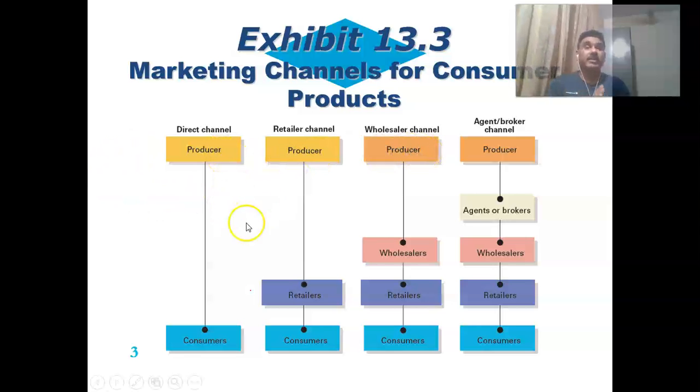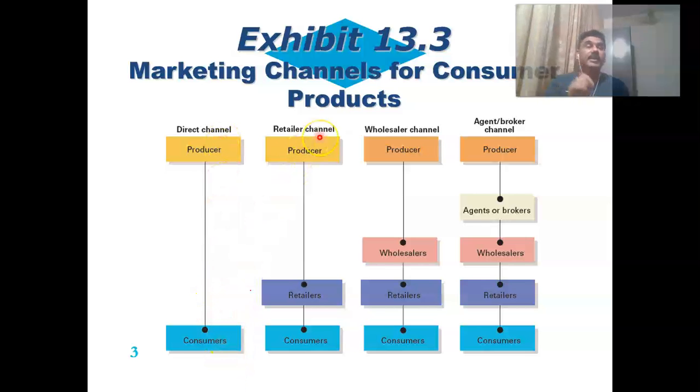Four specific channel structures are exhibited in front of your screen. The first one is the direct channel, where no one is between the producer and the consumer. Producers are directly selling their product to the consumer through their outlets, right? There is no intermediary between the producer and the consumer.